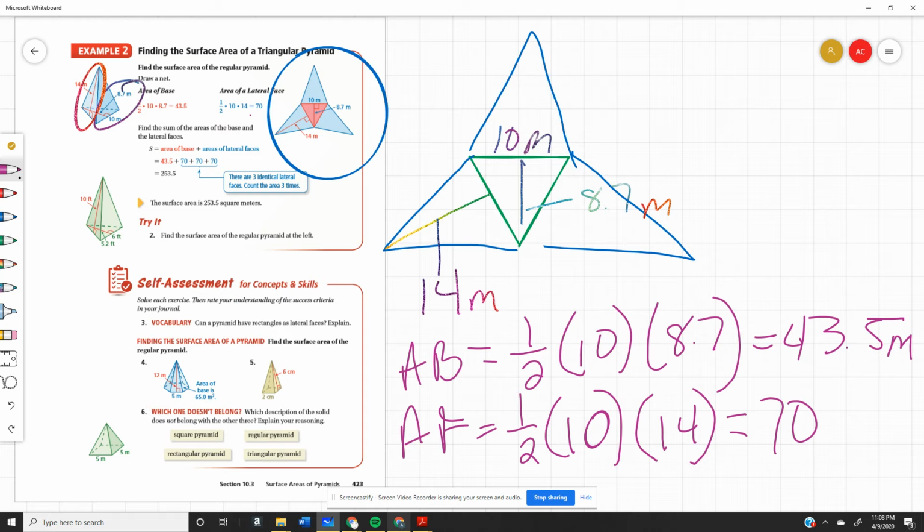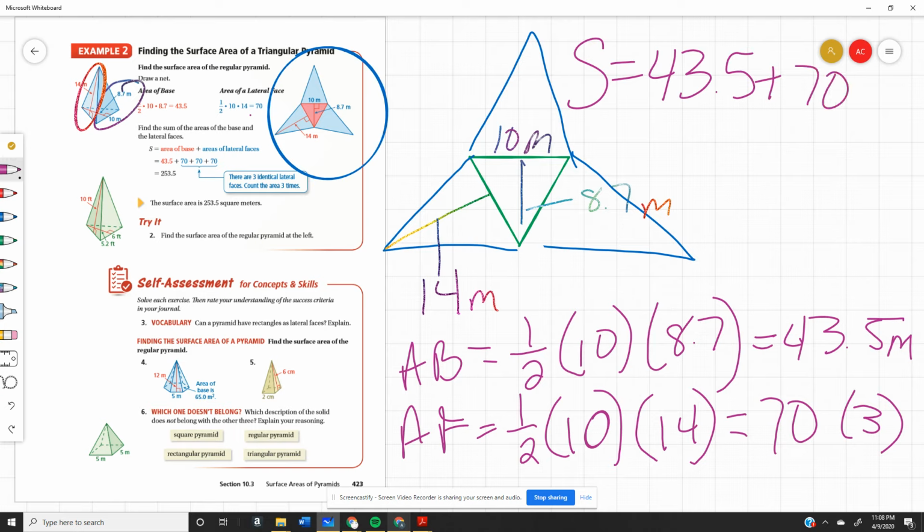And now I'm going to add these all together, keeping in mind that the area of the face that I calculated is for one face, and there's actually 3 of them. So up here, I'm going to say surface area is equal to the area of the base, which is 43.5, plus the sum of the lateral faces. So 70 times 3. I'm going to plug this into a calculator, even though I know the answer is in the book right beside me and on the page. And I get 253.5.